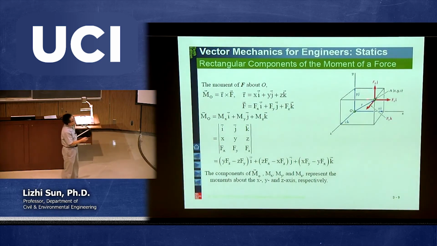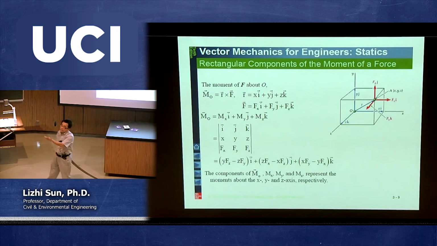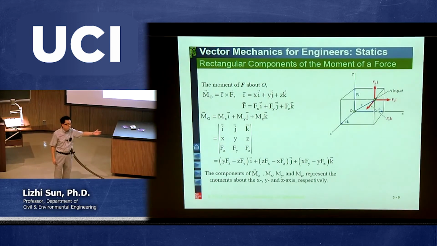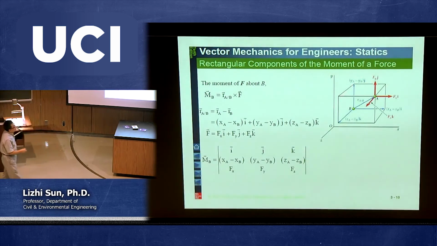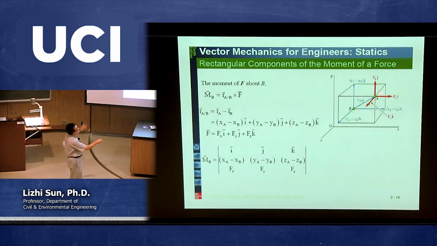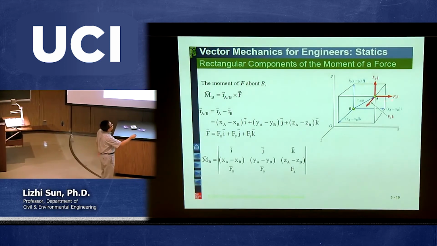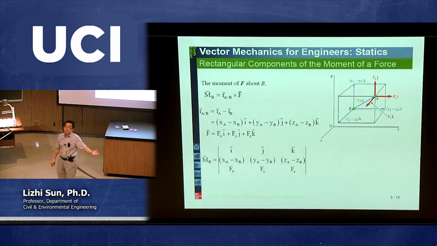But of course, you may say, well, this is so special because you are talking about the moment at the original point. How about we talk about moment at any other point rather than the original point? There's no problem. Let me give you a more general case. So this is the more general case. Now we're not talking about point O. We're talking about the force acting on point A. Then what is the moment of this force at point B? This B is an arbitrary point. So how to deal with the calculation of the moment?